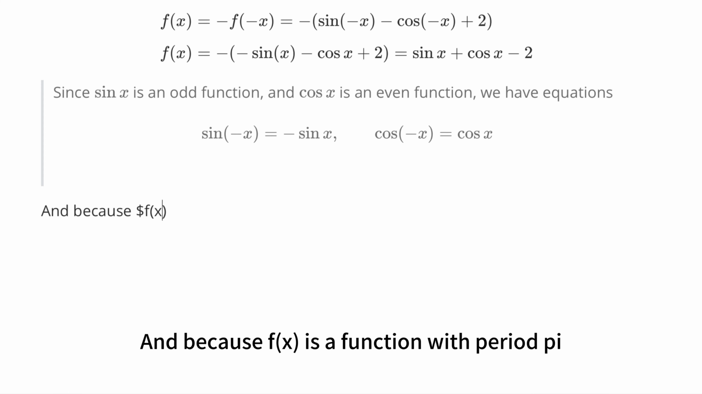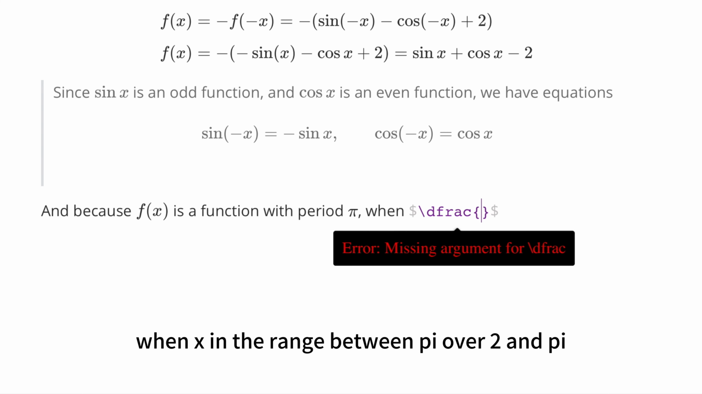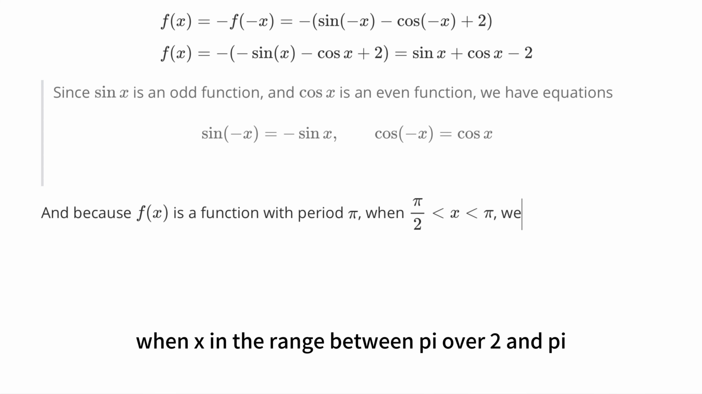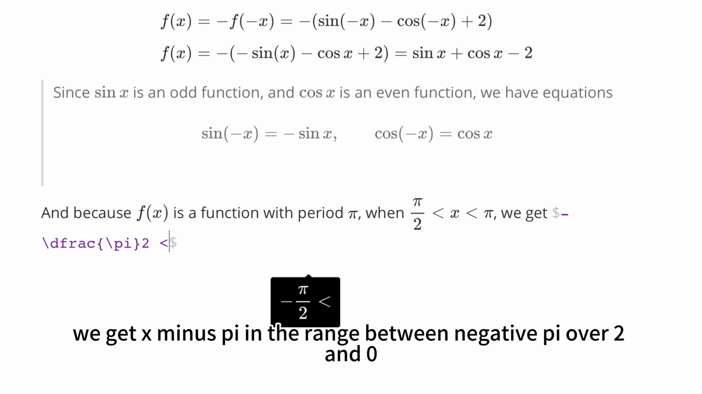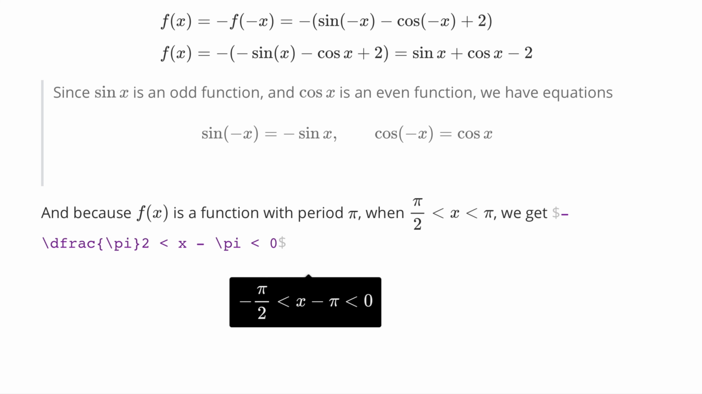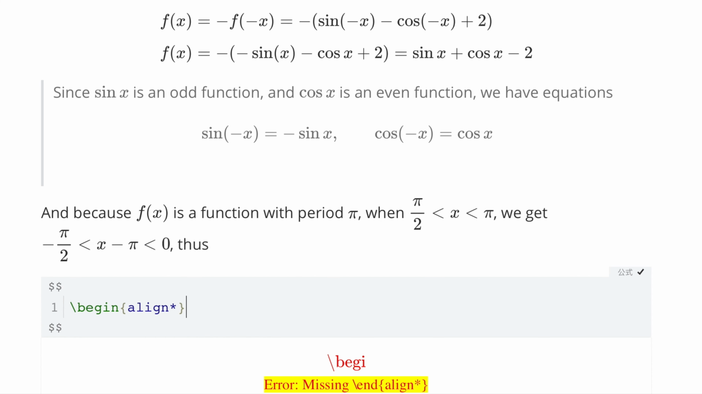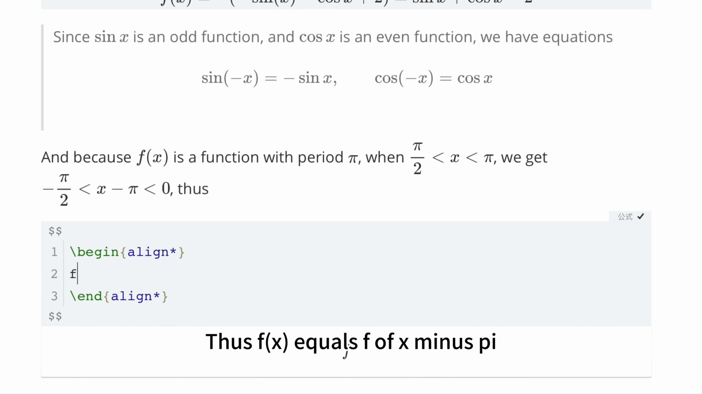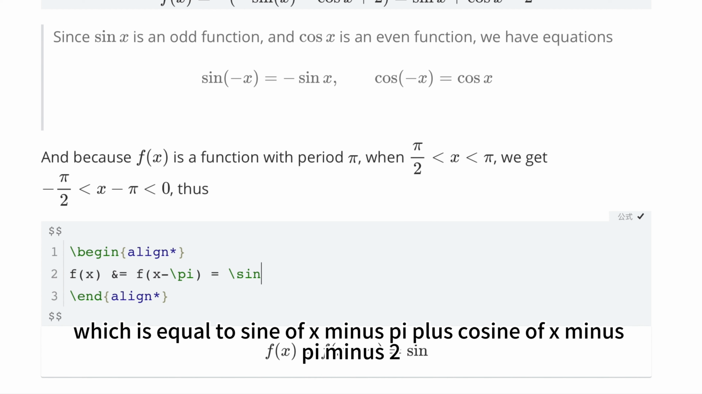And because f(x) is a function with period pi, when x in the range between pi over 2 and pi, we get x minus pi in the range between negative pi over 2 and 0. f(x) equals f of x minus pi, which is equal to sine of x minus pi plus cosine of x minus pi minus 2.